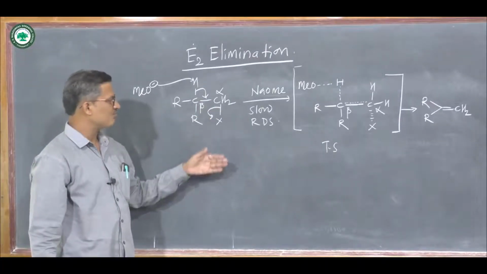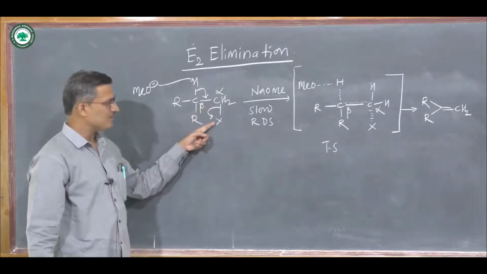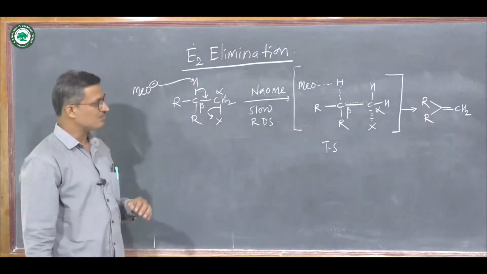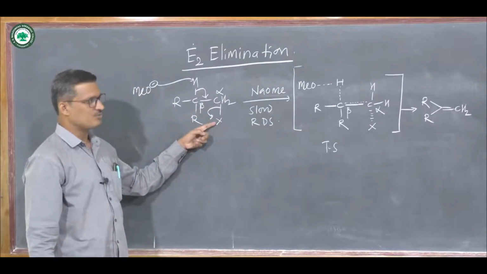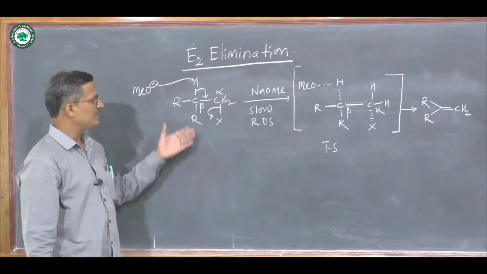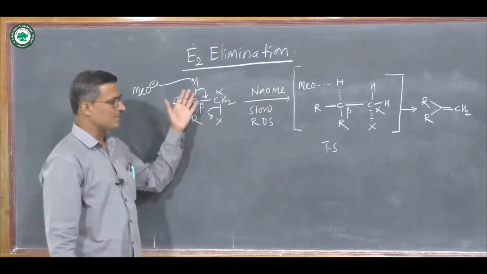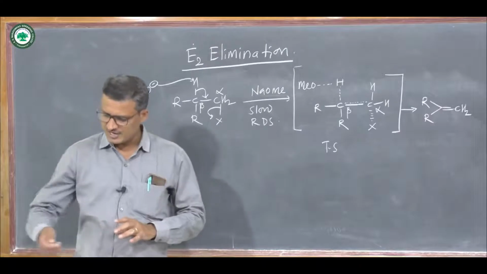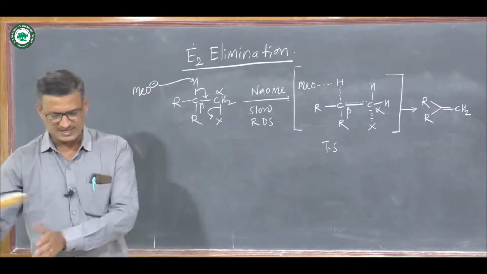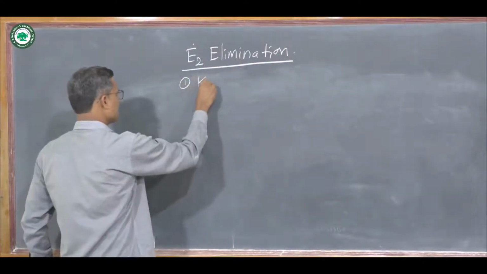So we provide a proof for that. Again, the bond between the alpha carbon and leaving group is also broken in a slow step. So we also provide the proof for that, and then we say that this is an E2 elimination mechanism. So there are some evidences for the E2 mechanism, three evidences. The first one is the kinetic isotopic effect.